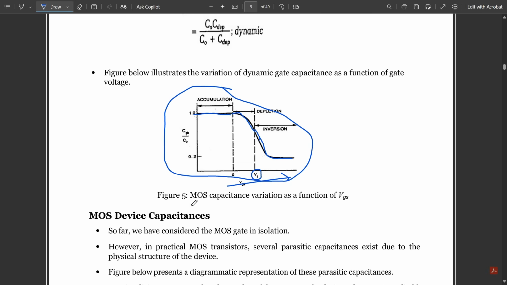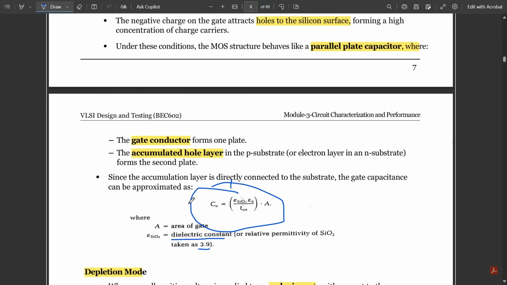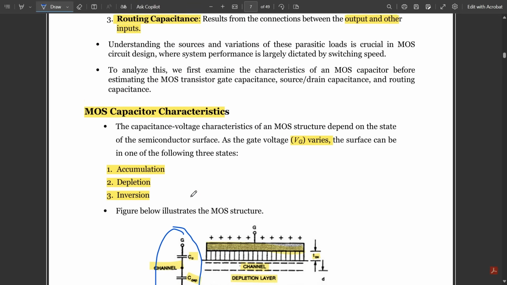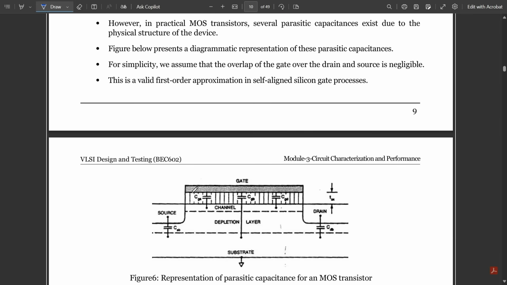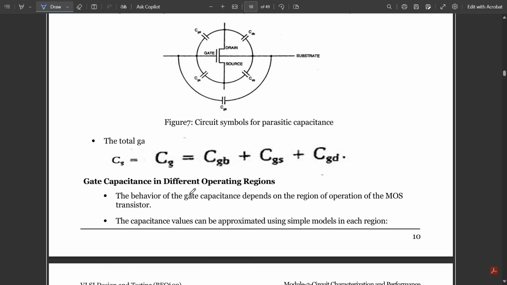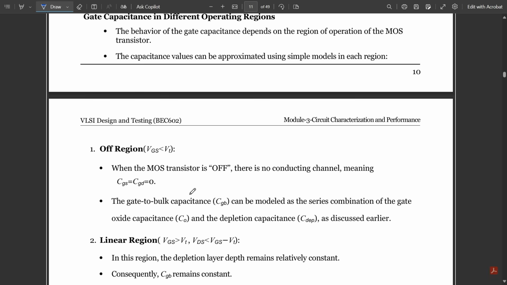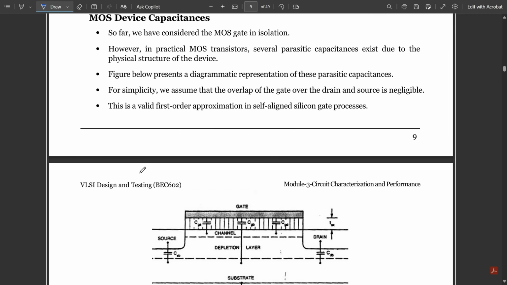Okay, so with this graph, we conclude with the MOS capacitor characteristics. So hope you understood this very carefully. So these are some of the MOS device capacitances. These things we are going to see in the next video. Okay. So here we have different capacitances at different regions, that is cutoff, linear, and saturation. So let us see that in the next video.